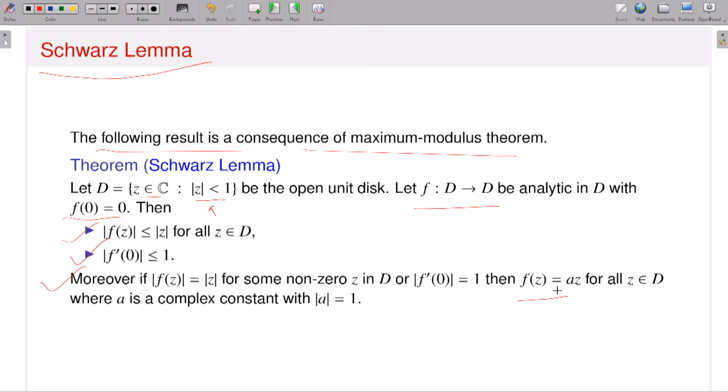Therefore the Schwarz lemma is very nice in the sense that if I have an analytic function from the open unit disk to the open unit disk with f of 0 equal to 0, then this kind of function has some specific properties. You do not have plenty of functions with such properties, which are analytic from the open unit disk to the open unit disk with center 0 and f of 0 equal to 0. It should satisfy certain conditions.